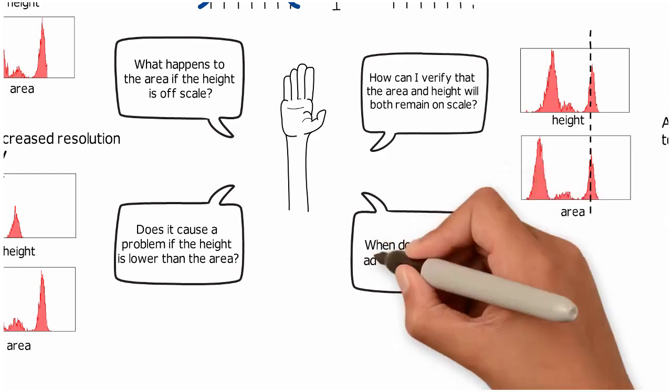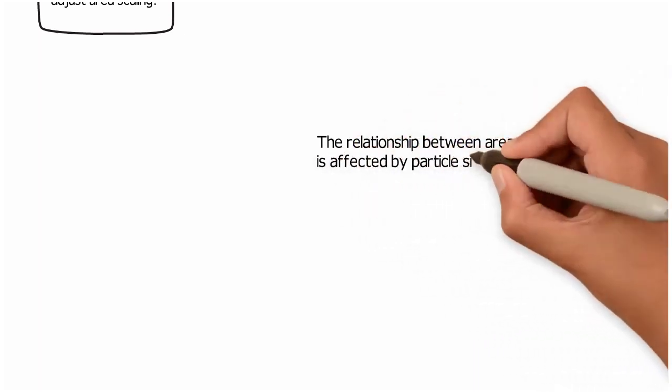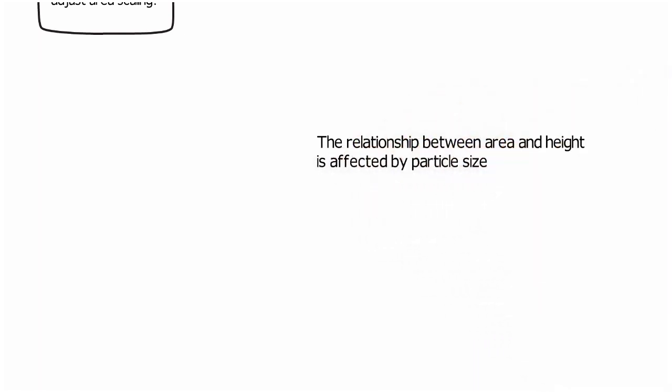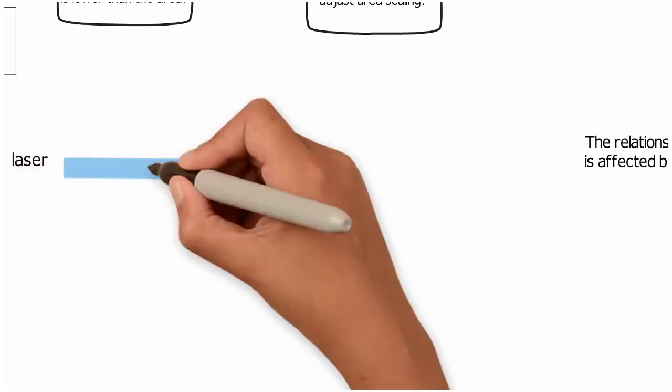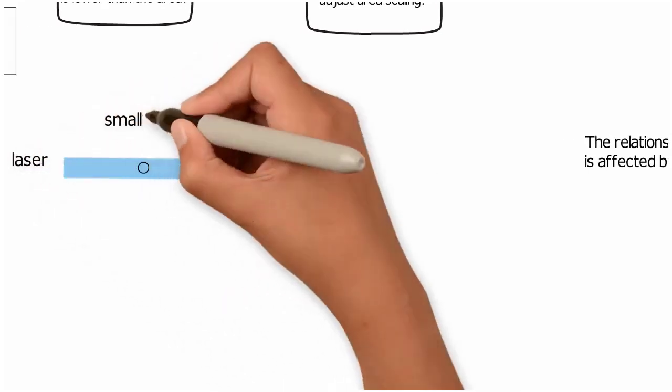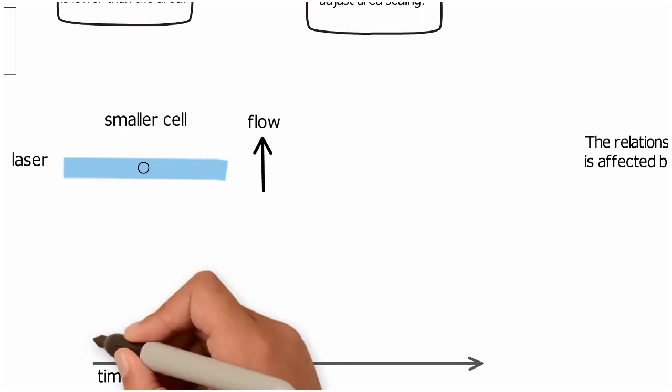When do I need to adjust area scaling? One of the factors that affects the relationship between area and height is particle size. Area scaling is first set when running a performance check in CS&T based on the CST beads, which are small particles compared to most cells. When a cell or particle crosses the laser, measurements are taken based on time increments of 10 million times per second.